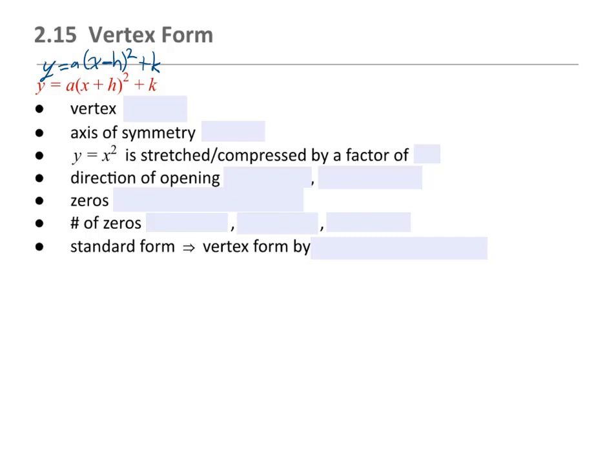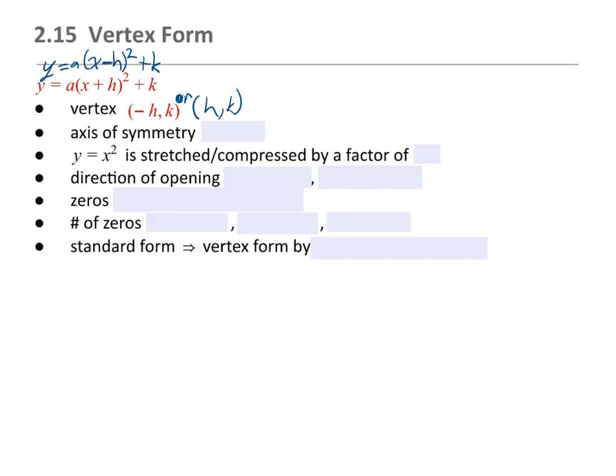For the vertex, if you're using the red method where it's x plus h in the brackets, it's going to be negative h and k. As long as you remember that whatever's in the brackets that sets it to 0 is going to be the x value of your vertex. So I'll put a little or h comma k, and that's if you use the blue.